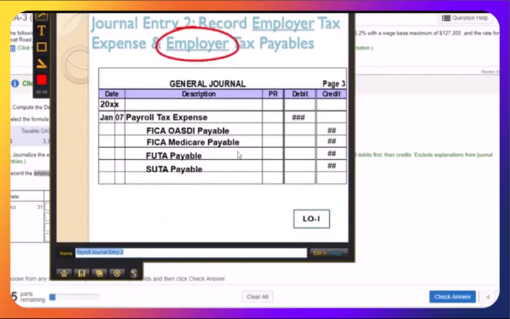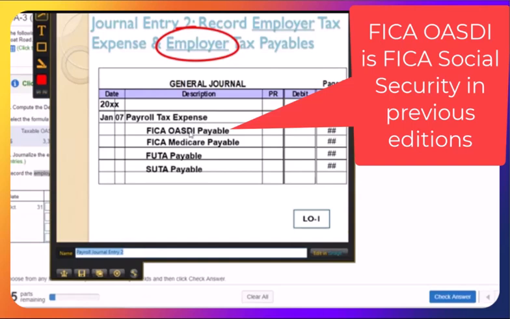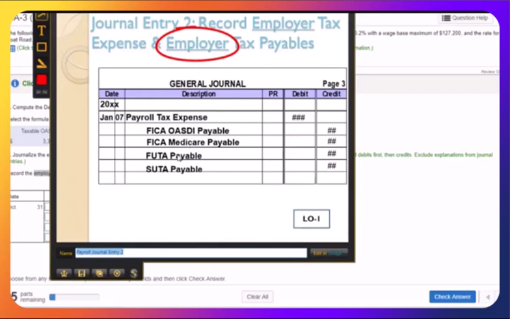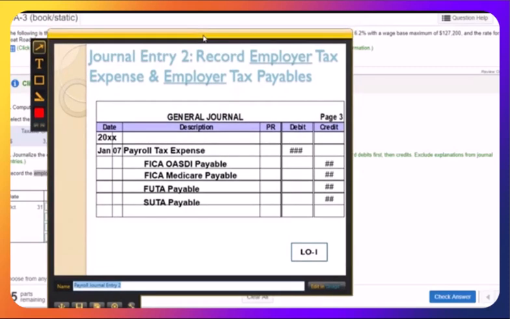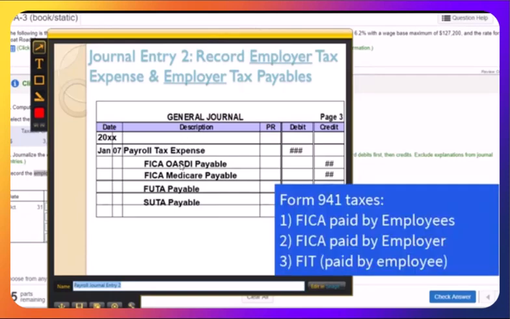So for the employer payroll taxes, we're going to debit payroll tax expense, and then we're going to record the Social Security tax that the employer has to pay, the Medicare tax that the employer has to pay, and the FUTA and SUTA that the employer has to pay. Now this problem is emphasizing the 941, and do you remember what the 941 taxes are? They are FICA, FIT. So we've got Social Security, Medicare, and then federal income tax.